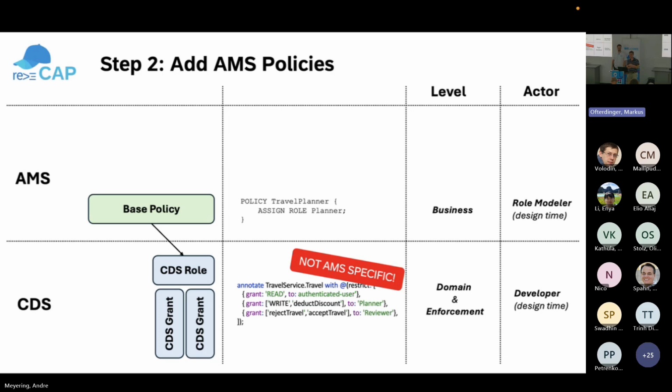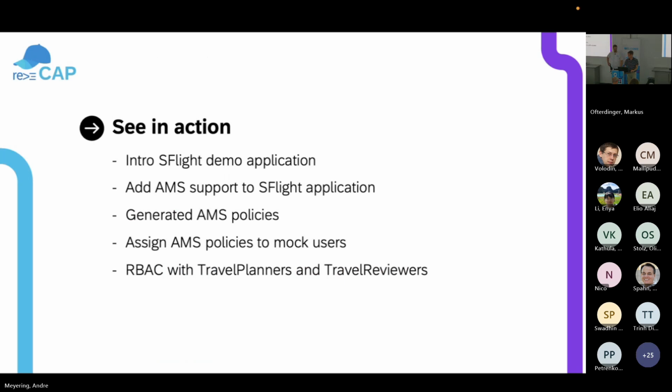What is new with AMS is that on top, AMS brings a way to combine, rather on a business level, from a business perspective, several CDS roles into base policies. This is usually done by a role model, also at design time, and usually reflects how users interact with your overall application. Usually that reflects job titles. For example, a travel planner would use a policy containing several roles that allow several flows in your application. Andre, how does that look in practice? Okay, thank you, Matthias.